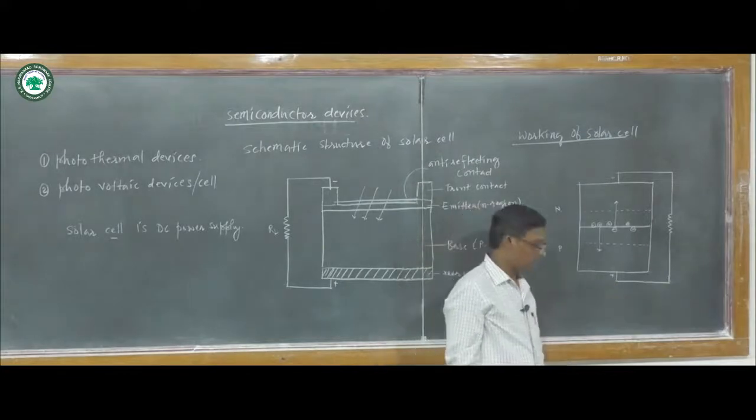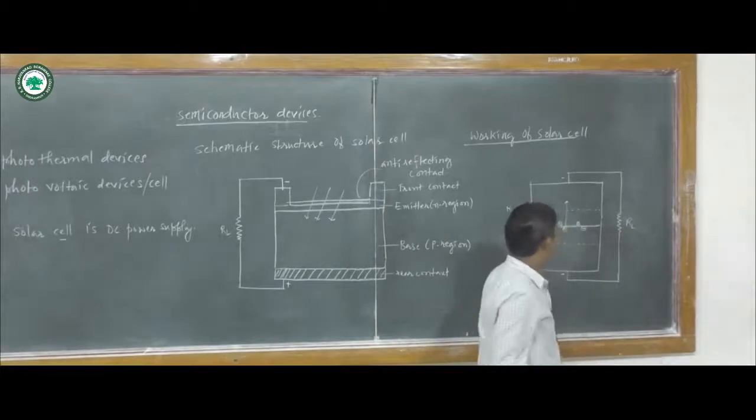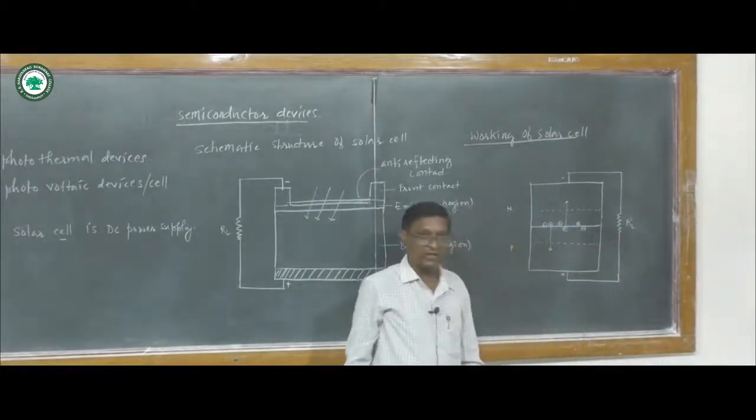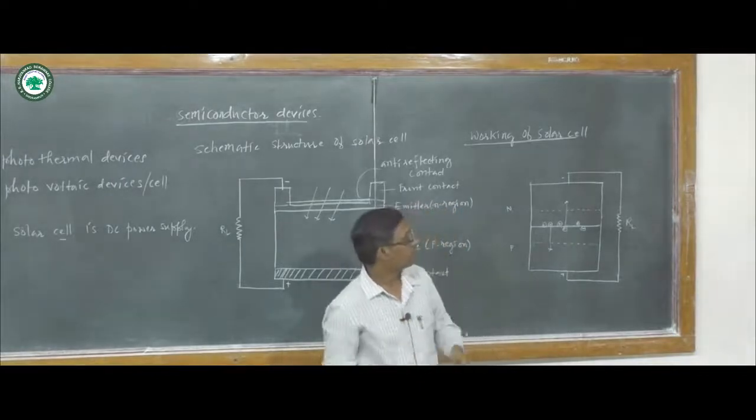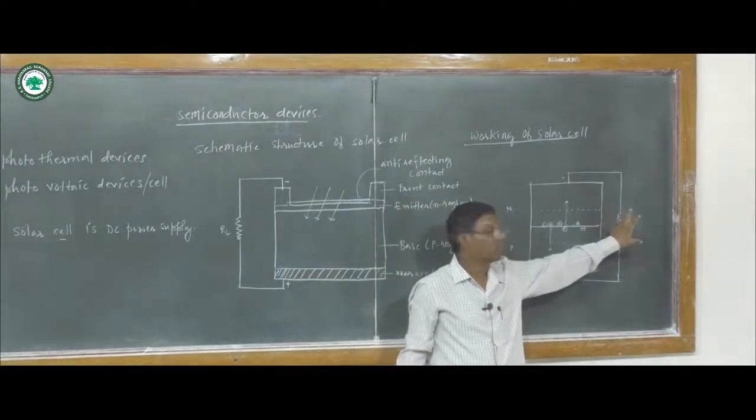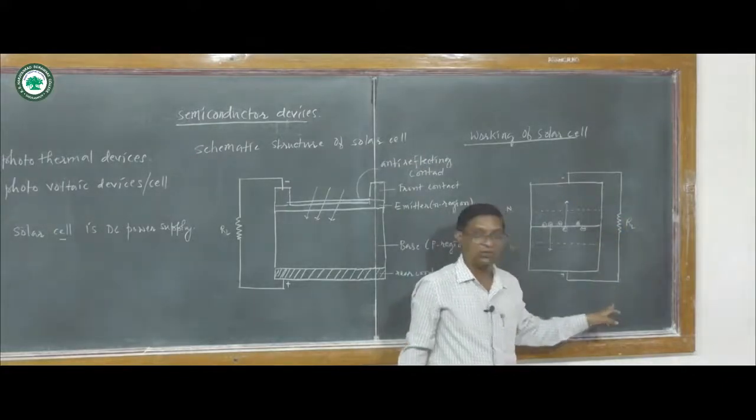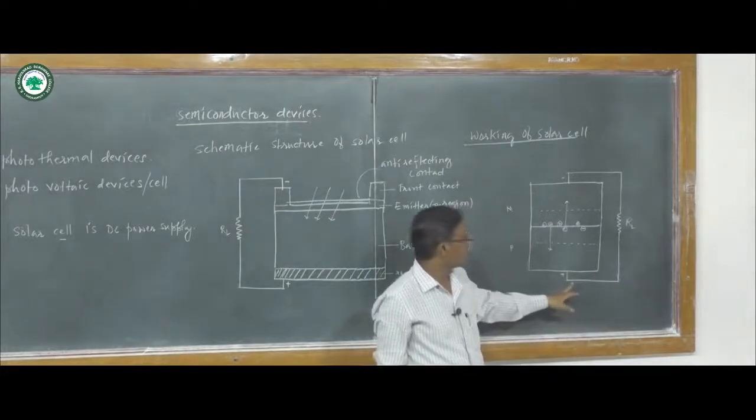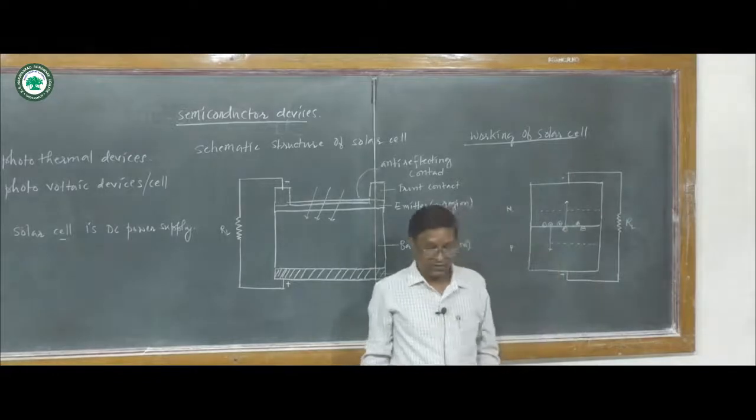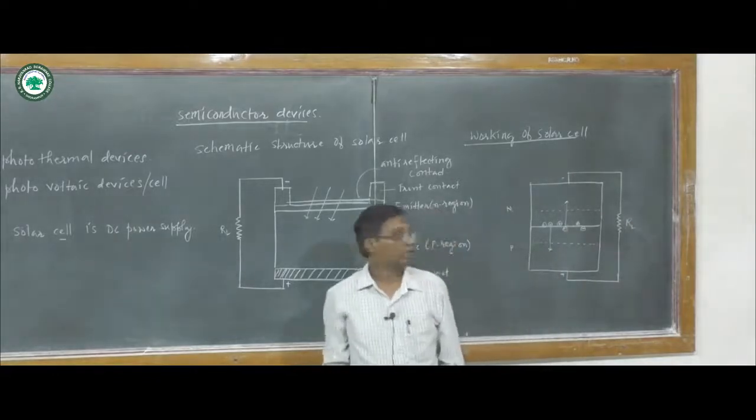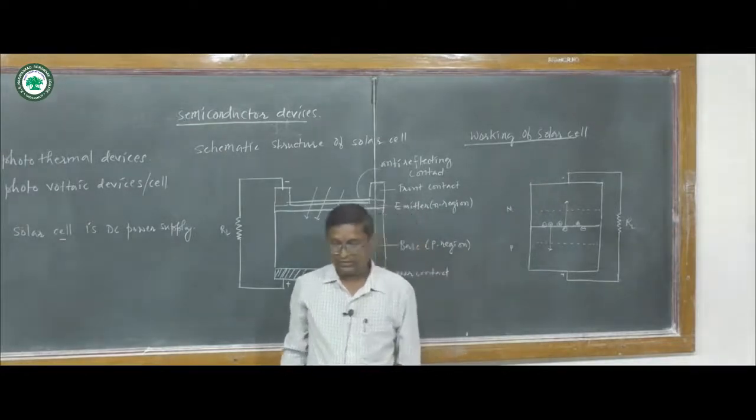When we apply the load across this, we get the current or the voltage. In short, we get the power across this load. The electrons flow through the load, dissipating through the load, and we get the current through the load. This is the working of the solar cell.